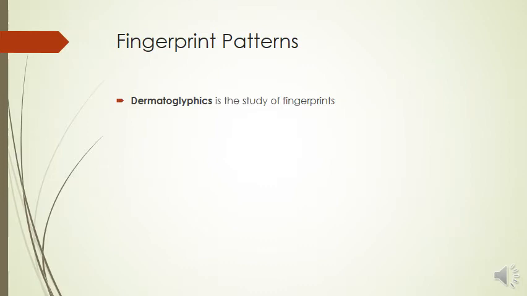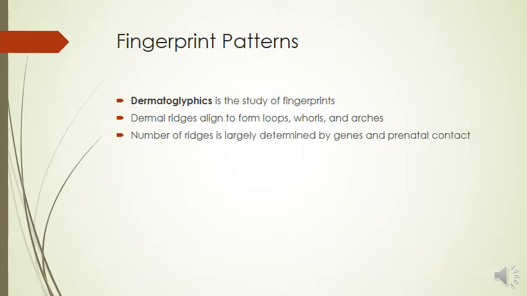Dermatoglyphics is the study of fingerprints. The number of ridges is largely determined by genes and prenatal environment. The skin on the fingertip is folded into these raised patterns, called dermal ridges, that align to form loops, whorls, and arches. A technique called dermatoglyphics, which means skin writing, compares the number of ridges that comprise these patterns to identify and distinguish individuals. The average total ridge count is 145 in a male and 126 in a female.